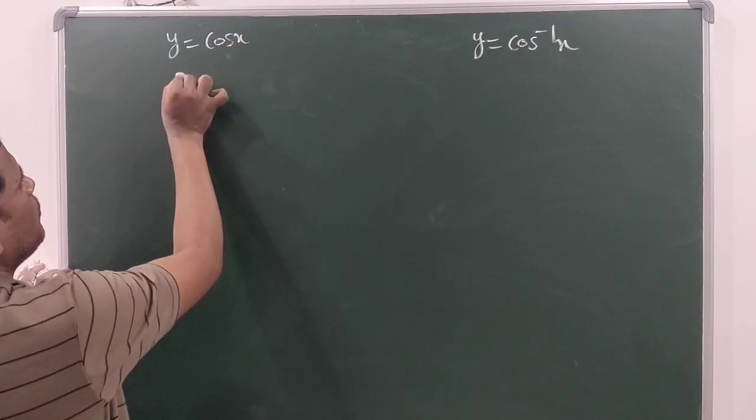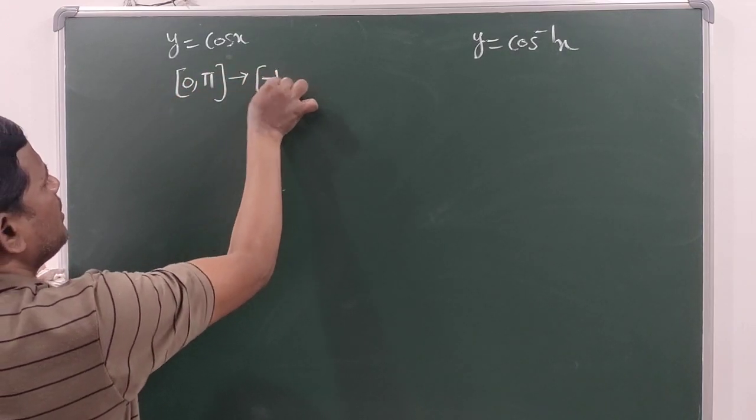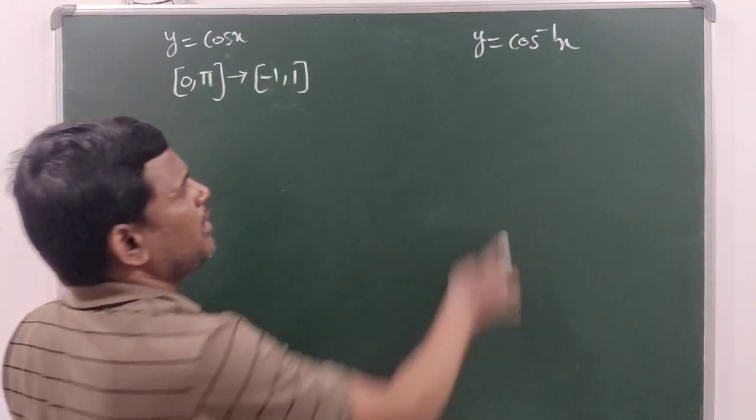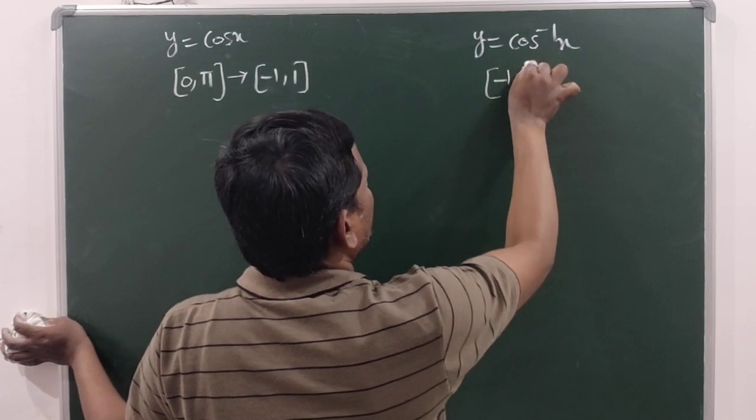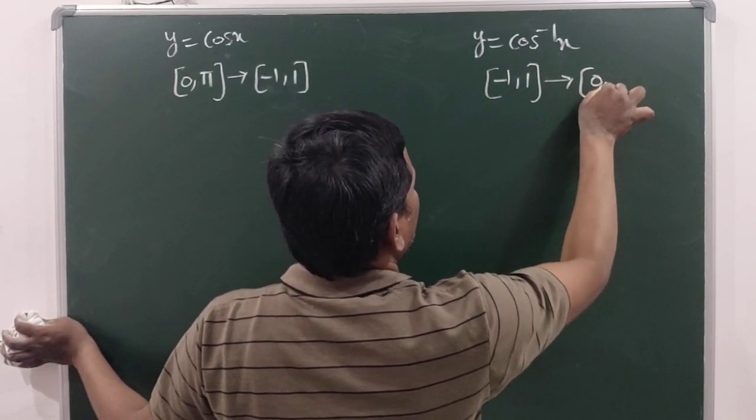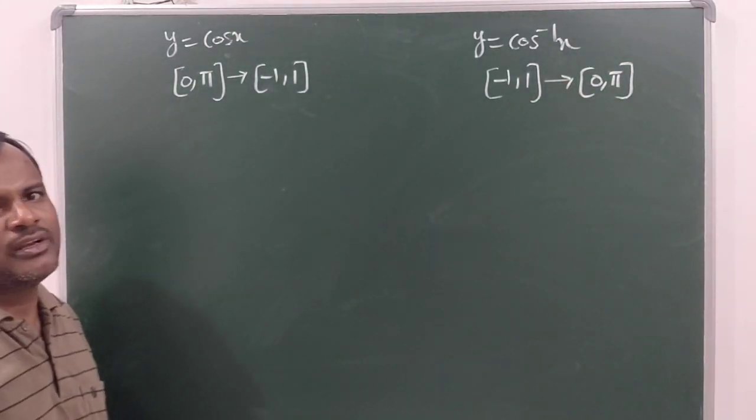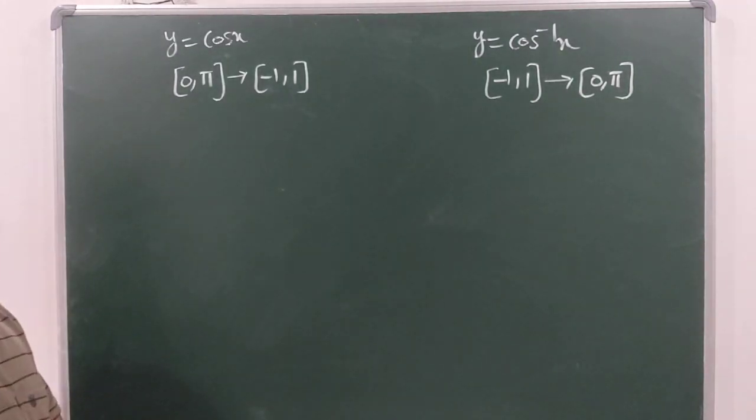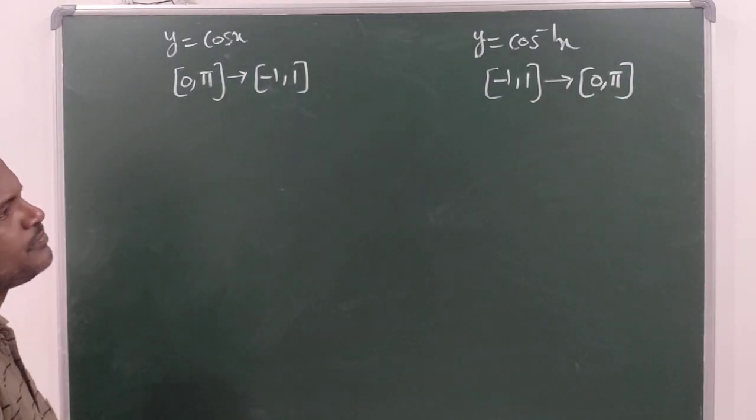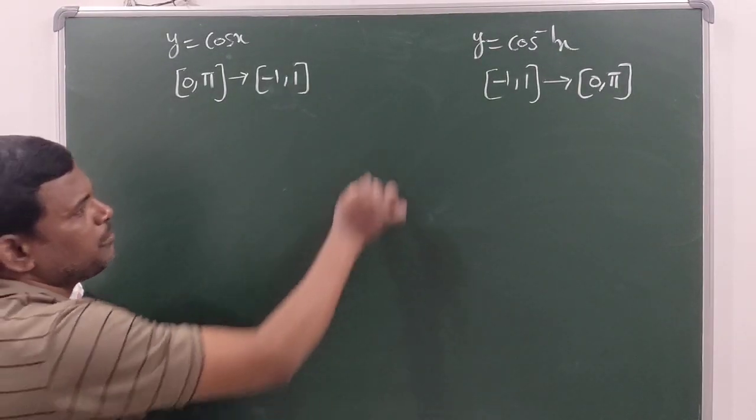For cos x, the principal domain is 0 to pi and the range is -1 to 1. For cos inverse of x, the principal domain is -1 to 1 and the range is the closed interval 0 to pi only. Now let us see the graphs. I want to draw both graphs on the same graph paper.